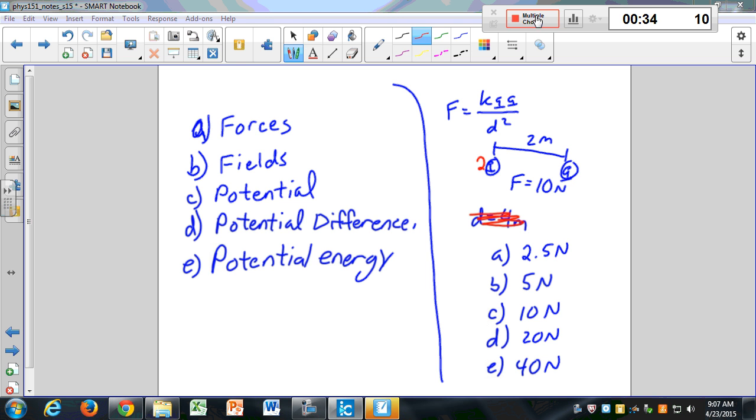Okay, we want to look at this expression that we have here. F equals K Q Q over D squared. What I'm saying is I'm taking one of these charges Q and I'm doubling it. I'm making it twice what it originally was. So now I want to know what happens to my force F.